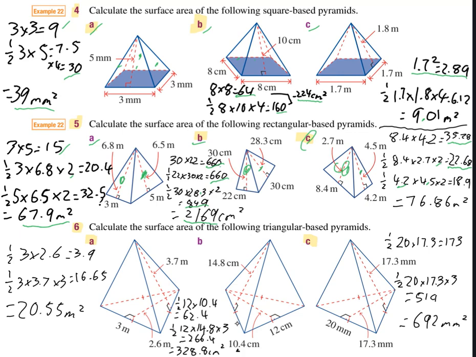4 sides for this rectangular prism aside from the base. That will end up getting you 18.9. You add up those 3 values, you get your answer of 76.86 meters squared.